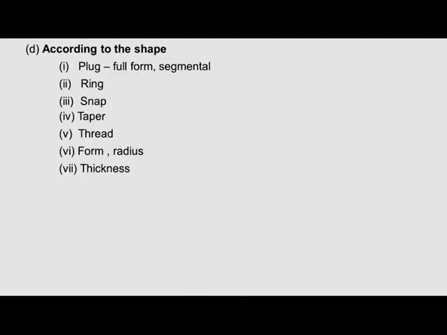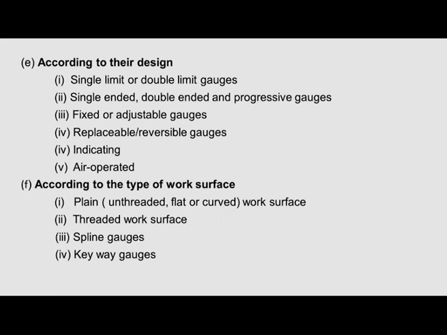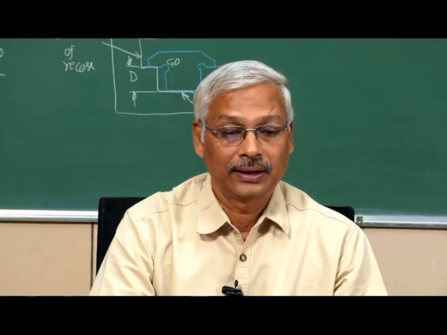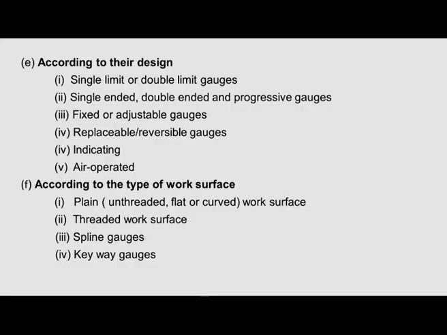And then according to the shape of the gauges, they are classified as plug gauge, like full form plug gauge, segmental plug gauge, and then ring gauges, snap gauges, taper gauges, thread gauges, form gauges, and also thickness gauges. According to their design, they are classified as single limit gauges or double limit gauges, single ended, double ended, or progressive gauges, fixed gauges or adjustable gauges, replaceable gauges or reversible gauges. If there is any indicating mechanism, they are called indicating gauges, and if air is used for gauging purpose, we say air gauges. And according to the type of work surface that is checked, they are classified as plain work surface gauges, threaded gauges, spline gauges, and keyway gauges.